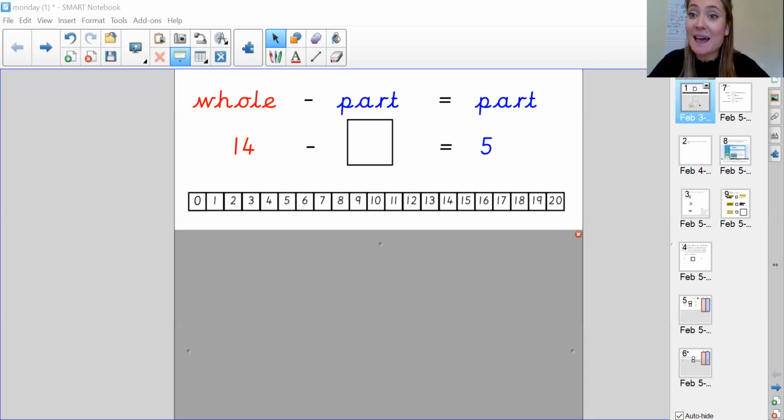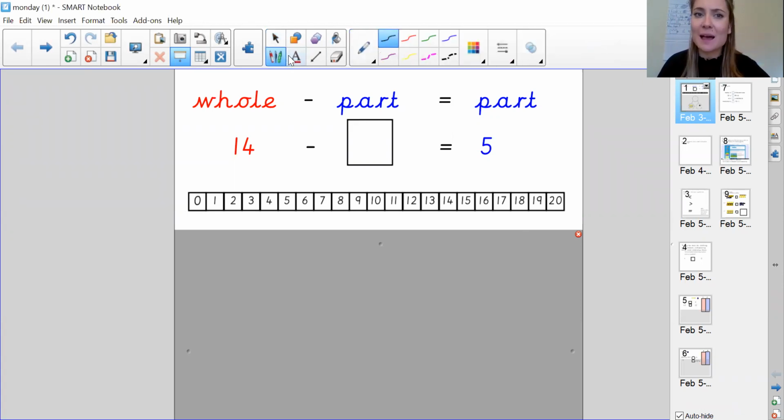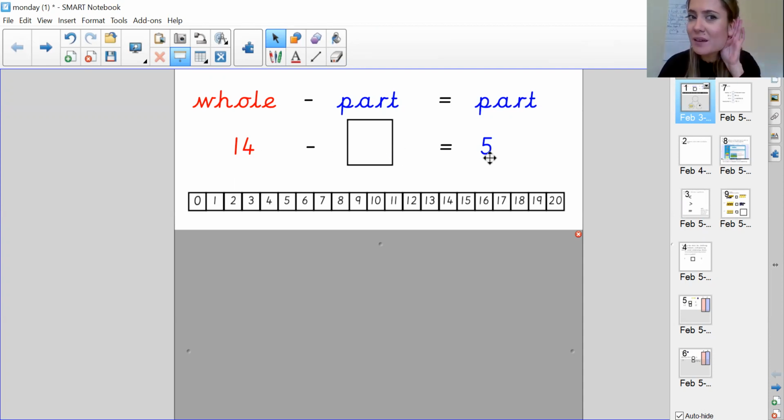So I want you to have a go at my question. So let's remind ourselves. Whole, takeaway, part equals part. So have a look at my question. Let's see what I know. What do I know from looking at this? 14 take away something equals 5. Can you tell me what I know?